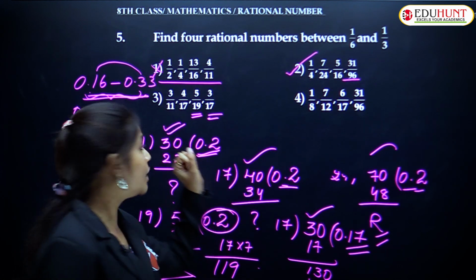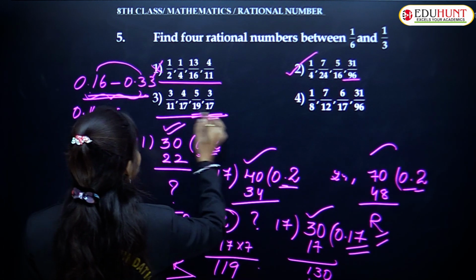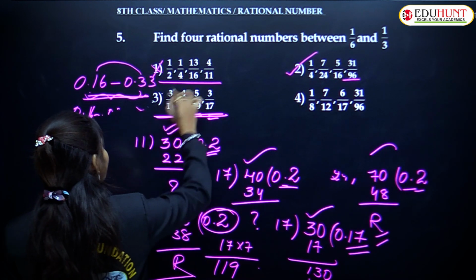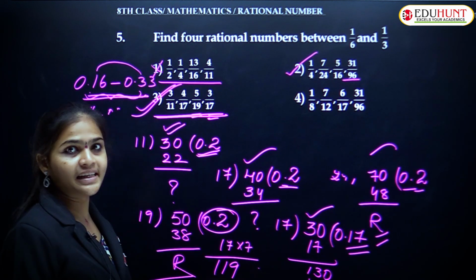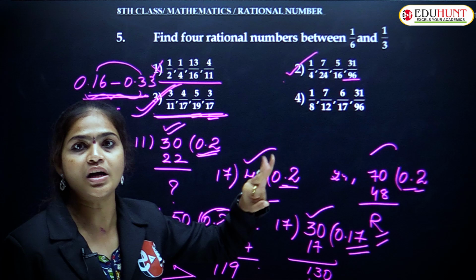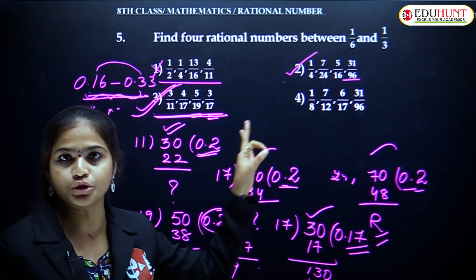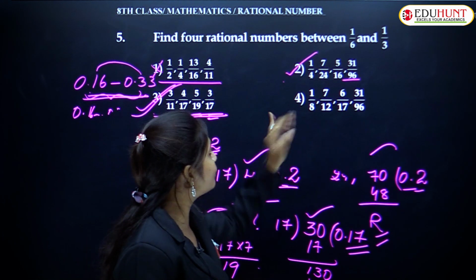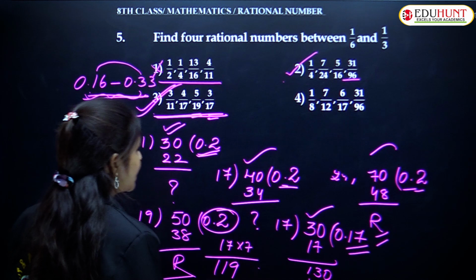So in option 3, in this set, the 4 numbers are also satisfying. So this is also a multi-correct answer type. So the second and third options, these two options, are satisfying the given question. And still we are having one more option there, no? So better to check that one also.